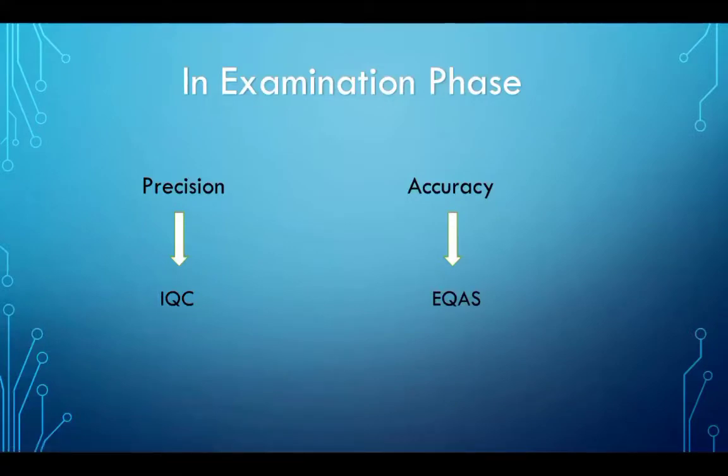And remember one thing, from IQC you are getting information about the precision. You are running the same sample daily and checking variation. From EQAS you are getting information about the accuracy: how much variation you are observing from the true value. This is called trueness of measurement. This is also called bias in your measurement. Trueness or bias, it is the same thing.